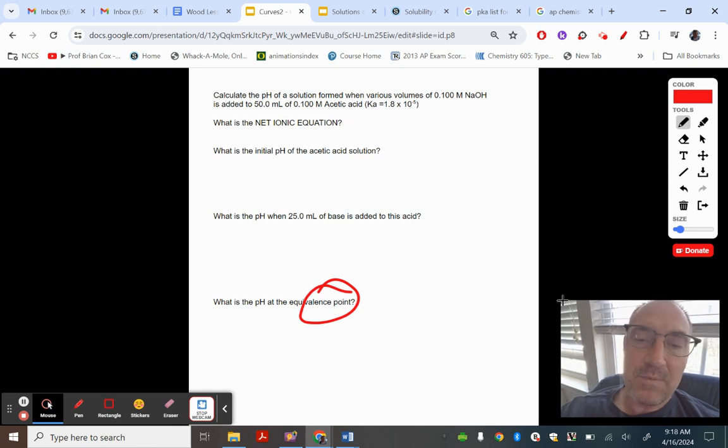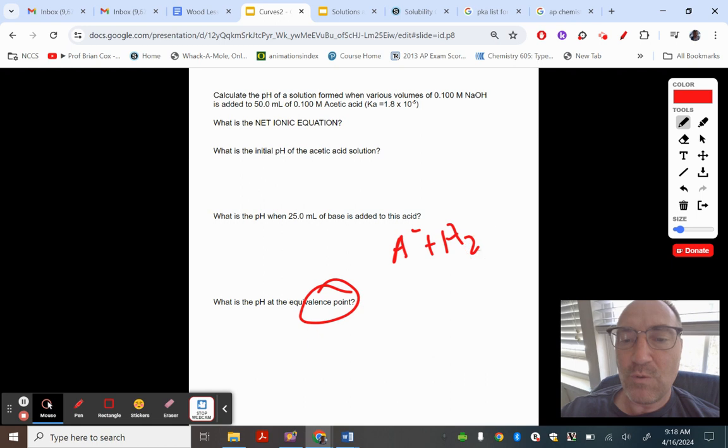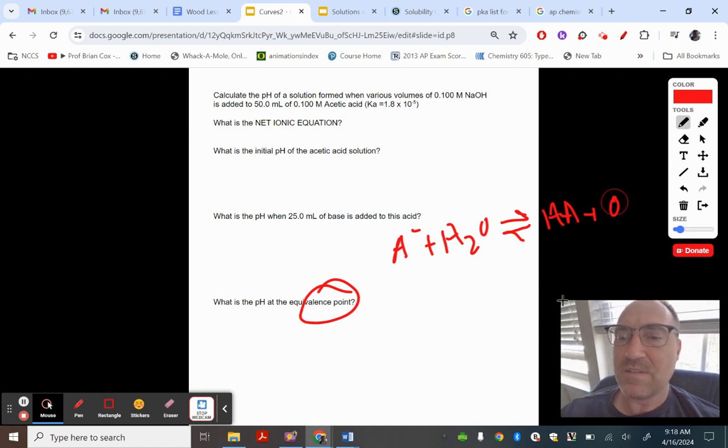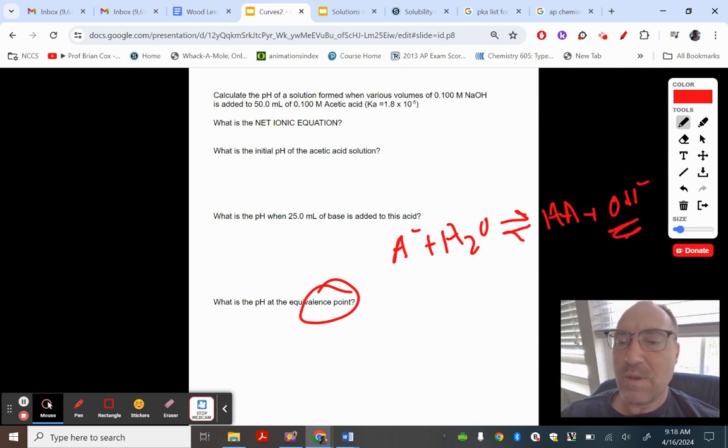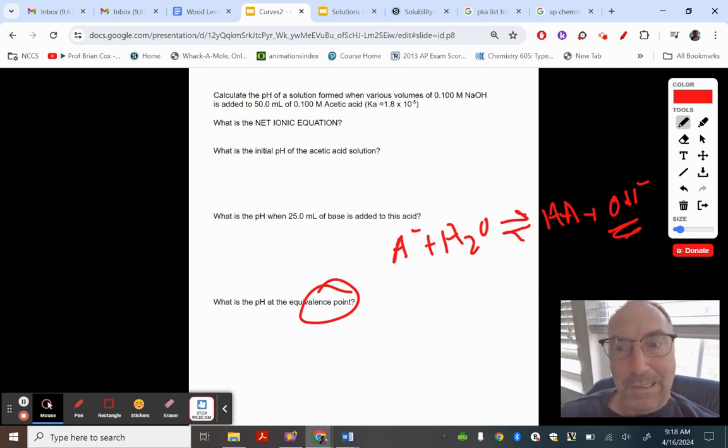So it's a hydrolysis problem. So we're going to find A minus. Okay, so A minus plus H2O yields HA plus OH minus. And this is going to be above 7 when we find it. So if you get a pH of like 4, be like, oh, I did it wrong.